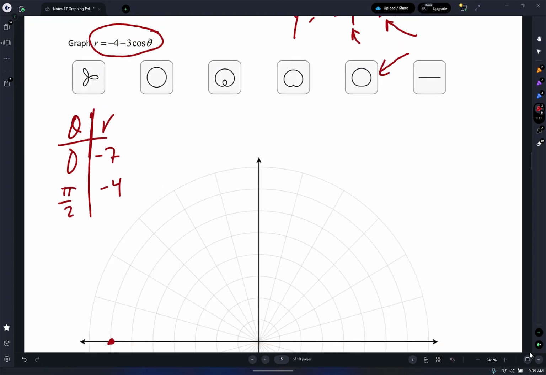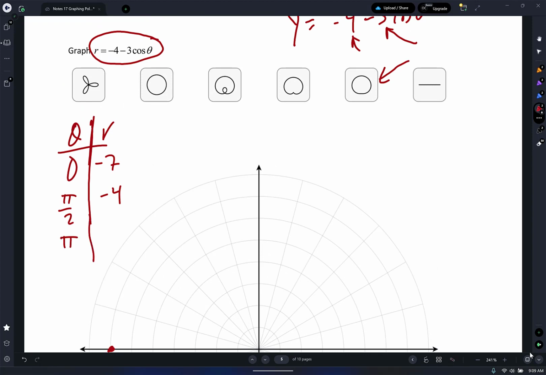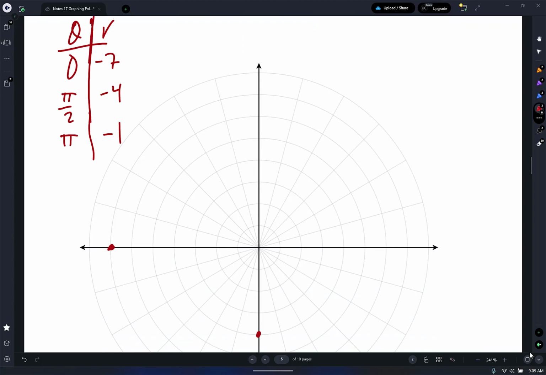I'm going to go to pi. Cosine of pi is -1. -4 plus, negative times a negative is a positive. -4 plus 3 is -1. Pi, -1. So I'm going to pi, -1, point.